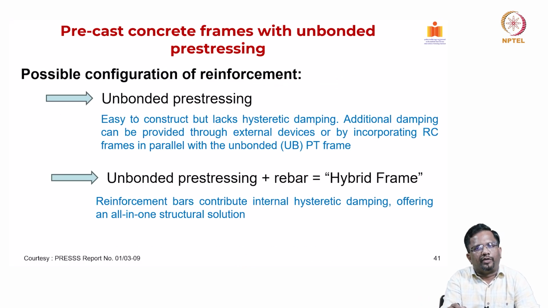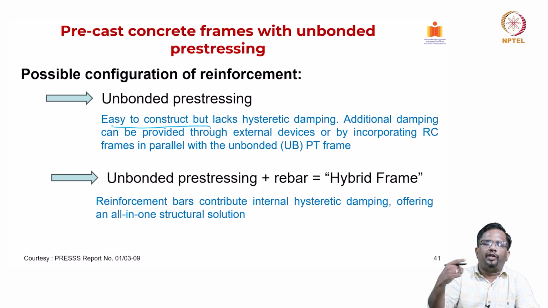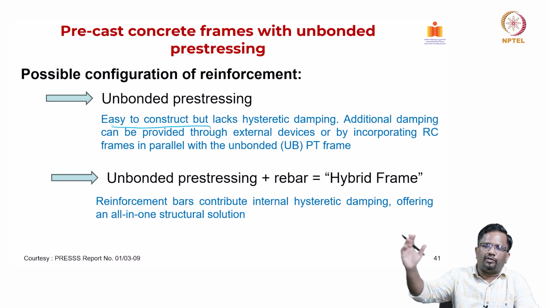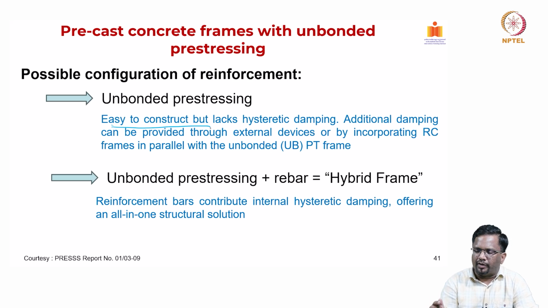I can have everything with only unbonded pre-stressing steel. It will be easy to construct, because again, advantages of pre-stressing reinforcement we have said, because they are flexible, I can roll it to any length I want. So, I can do the post tensioning of the entire building from one end to another end, right. So, it is easy to construct, but however it is not having hysteretic damping. So, it cannot dissipate the energy, right.